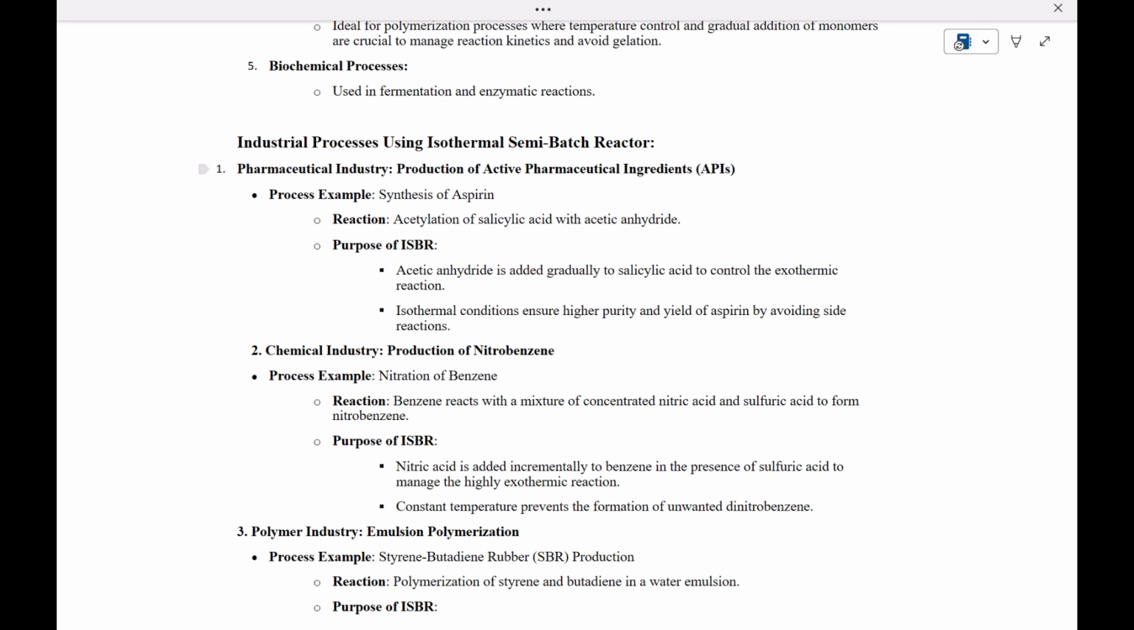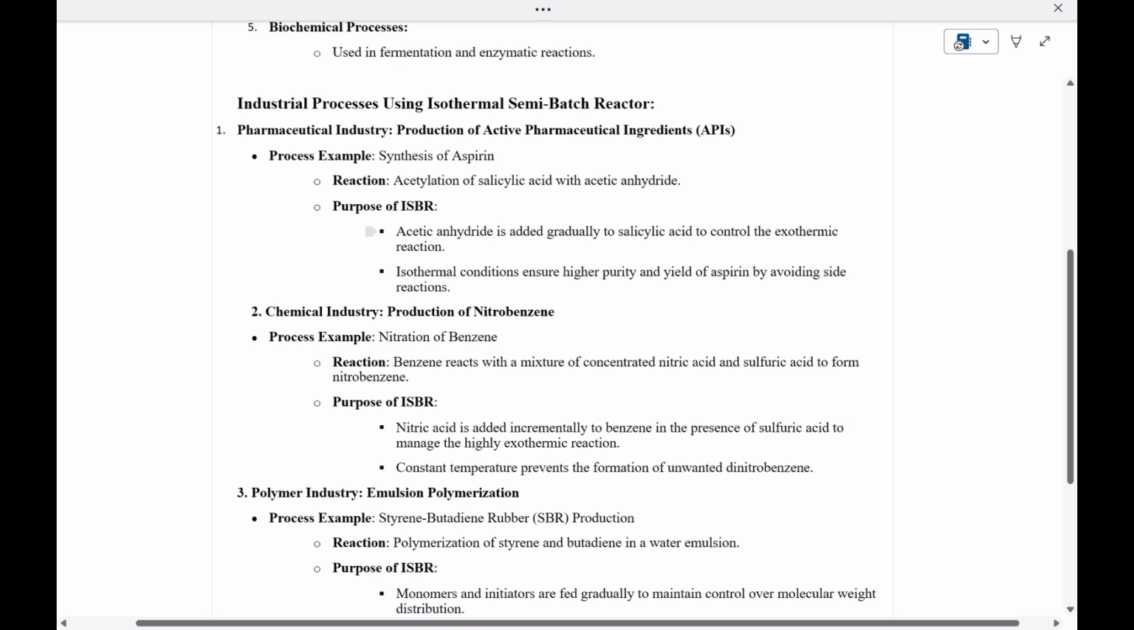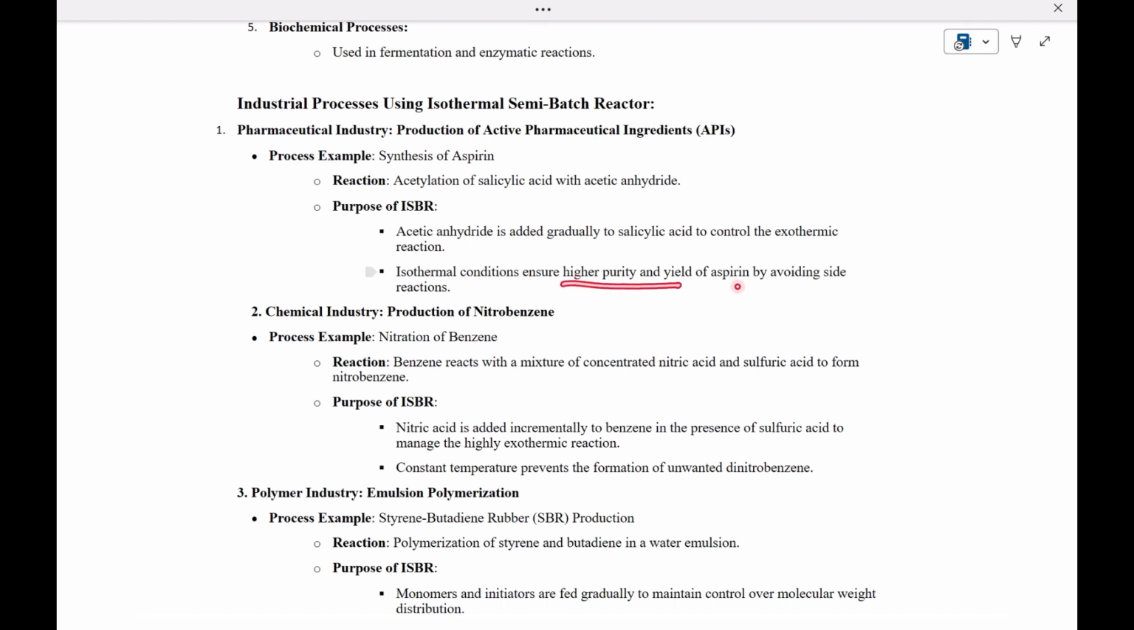Now, here the process example taken is synthesis of aspirin, and if you look into the reaction, it is an acetylation reaction between salicylic acid and acetic anhydride. If you look into the purpose of ISBR, acetic anhydride is added gradually to salicylic acid to control the exothermic reaction by using the cooling jacket mechanism of the semi-batch reactor, and the isothermal condition maintained ensures higher purity and yield of aspirin by avoiding side reactions.